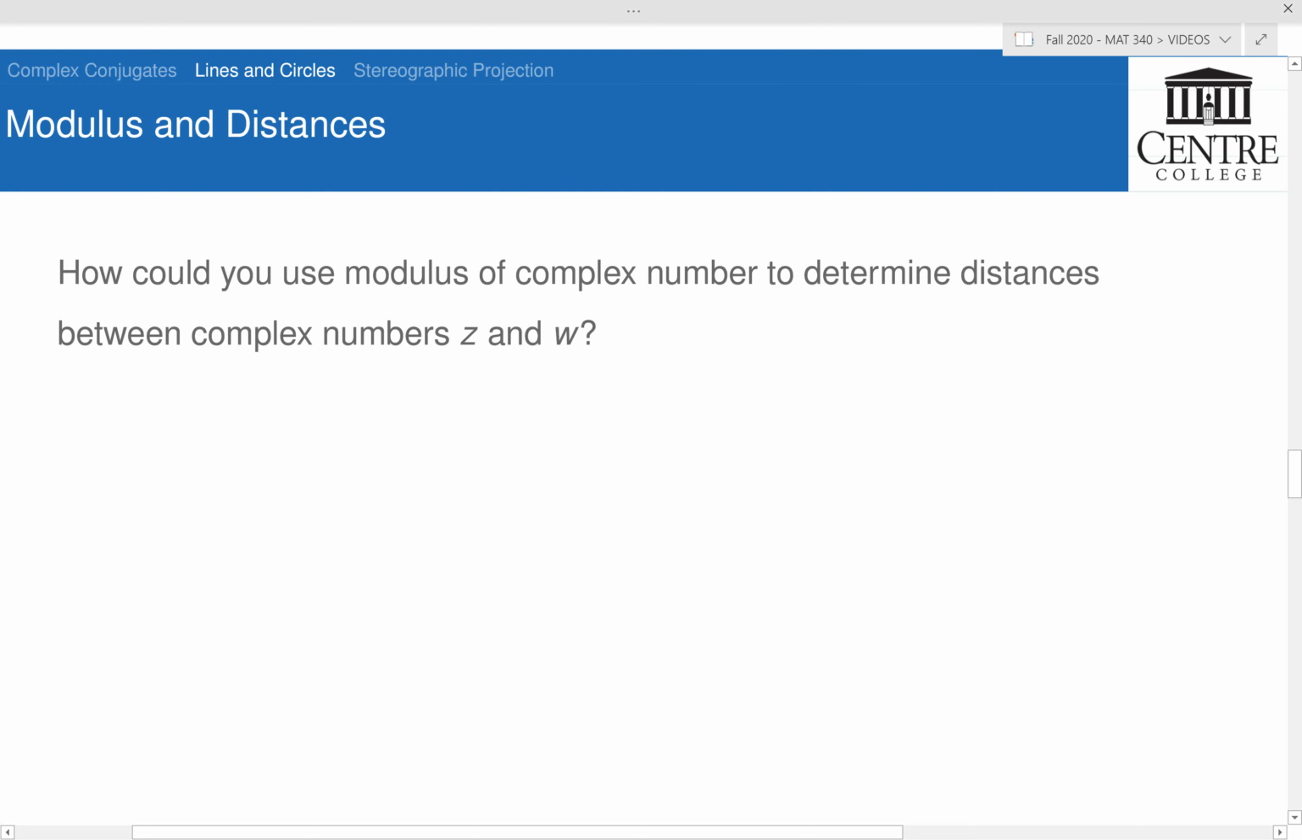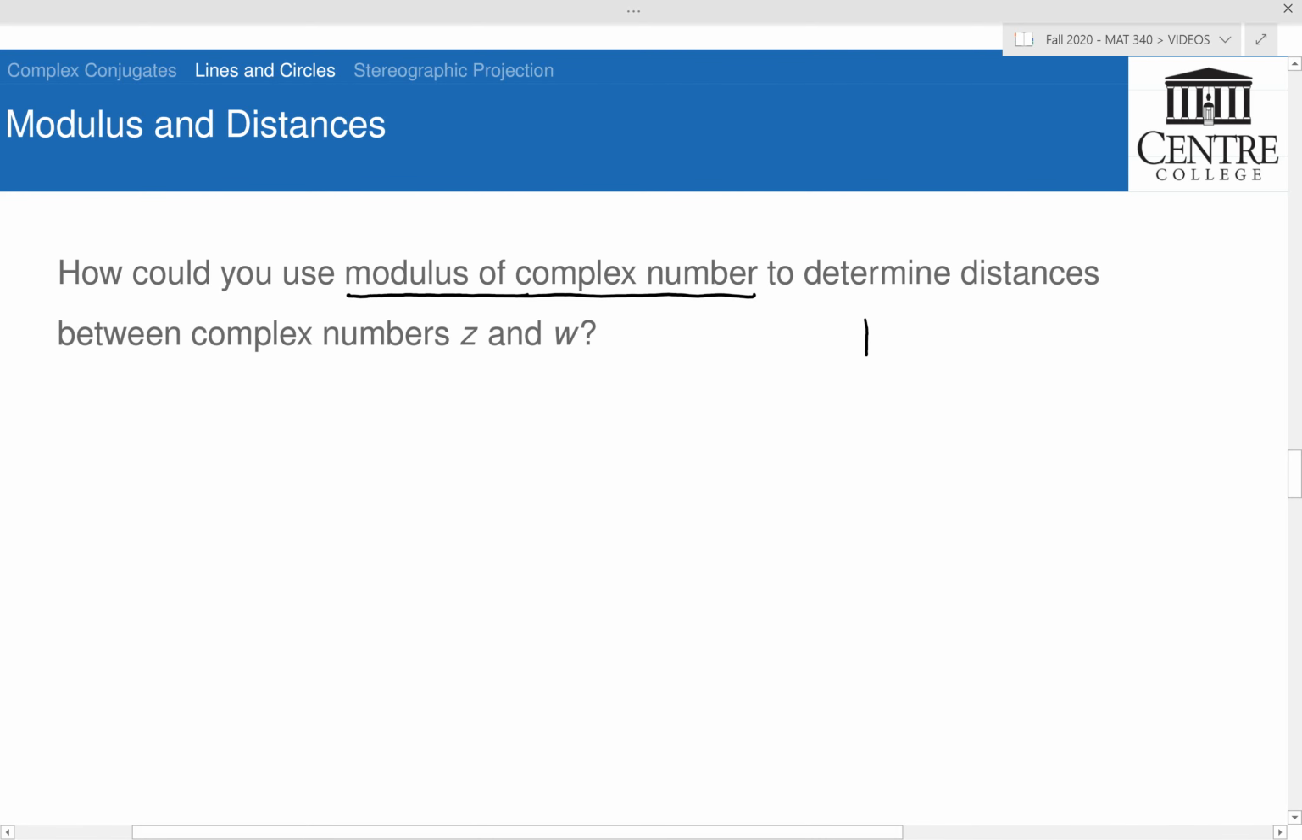So next, what we would like to do is understand what the geometry of complex numbers looks like. If you think about geometry, the first thing we would like to understand, once we know how to represent things, is how to talk about distances. So the first question here is the following. How could one use the modulus of complex numbers to determine distances between complex numbers z and w?